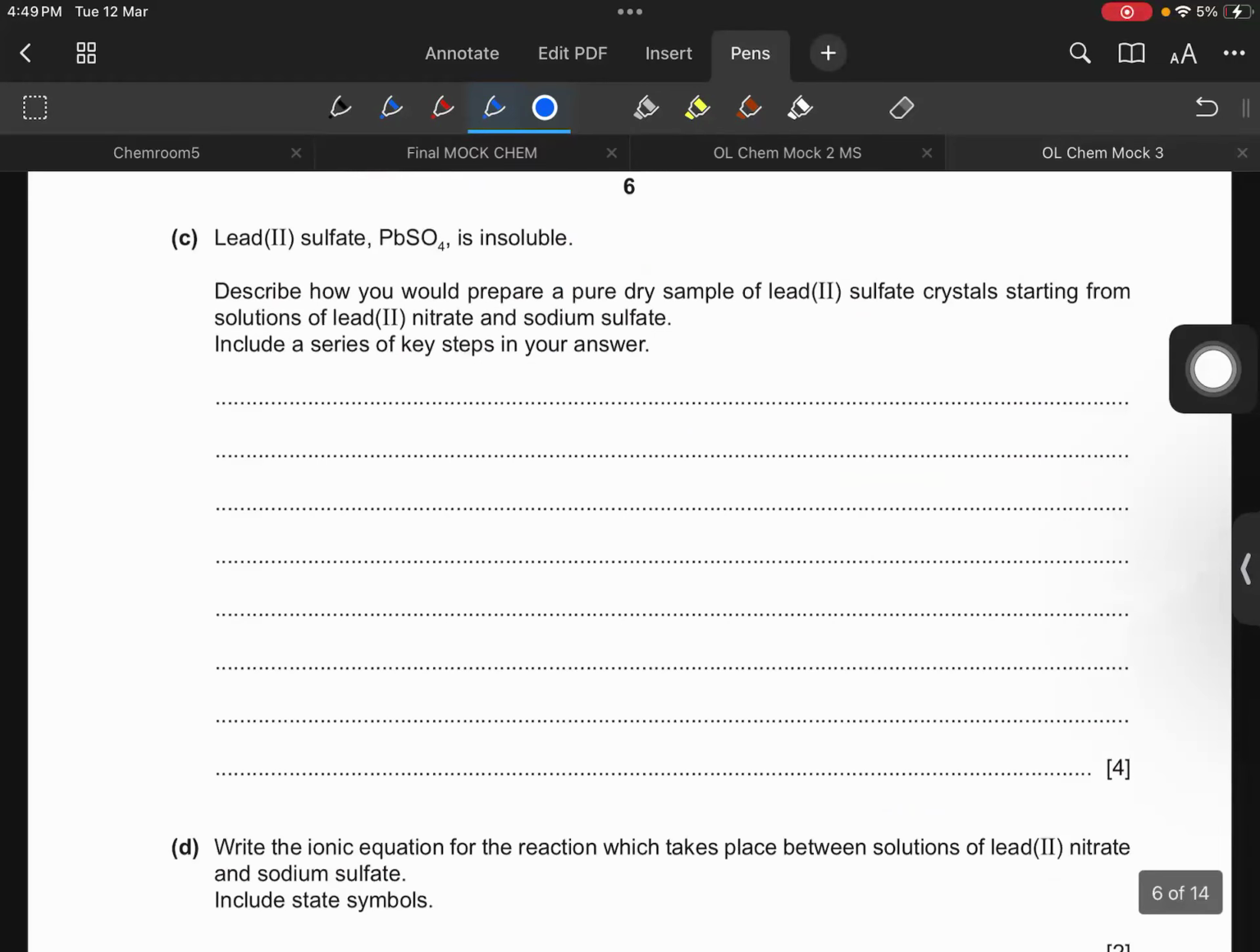Lead sulfate is insoluble. Describe how you would prepare a pure dry sample of lead sulfate, starting from solutions of lead nitrate and sodium sulfate. So precipitation. Okay, we will use ionic precipitation. Ionic precipitation. Go on, start the process.